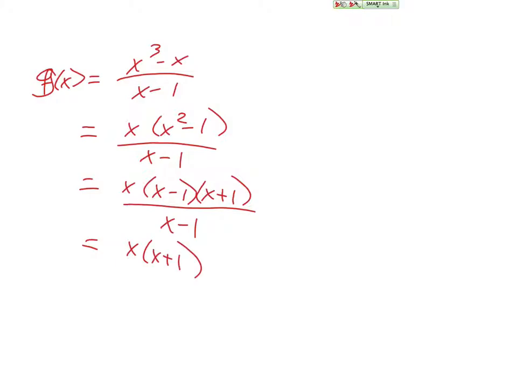Once I cancel it, then I have my new function. So this right here is my new function. This function and this function are exactly the same, except what's the one difference in the graph? I got rid of the hole. The one down here doesn't have a hole, this one does. They look exactly the same, except this one has a hole and this one doesn't. That's the only difference.